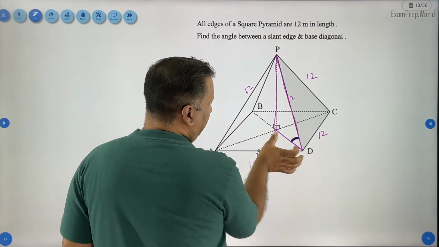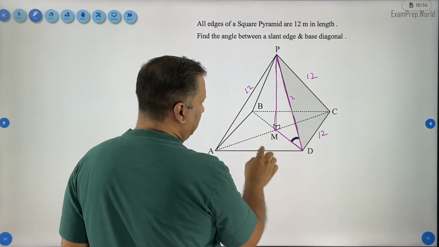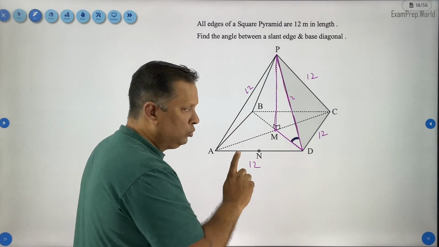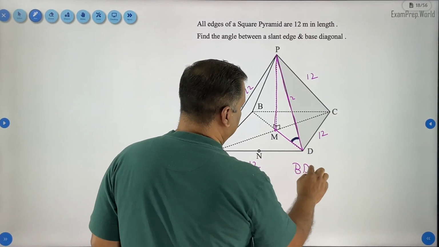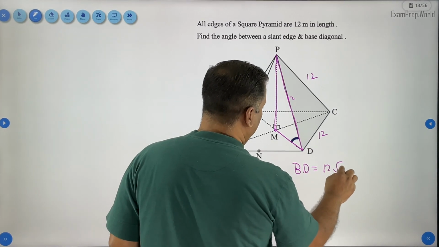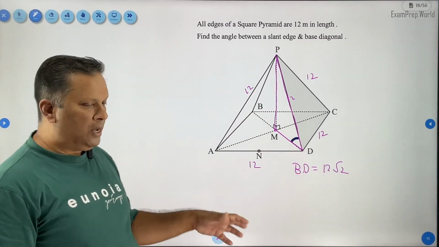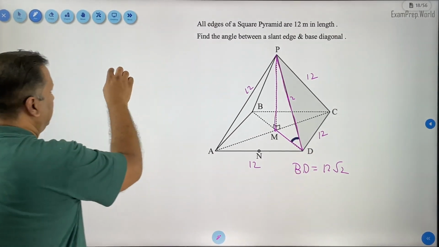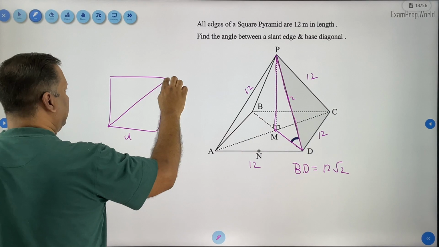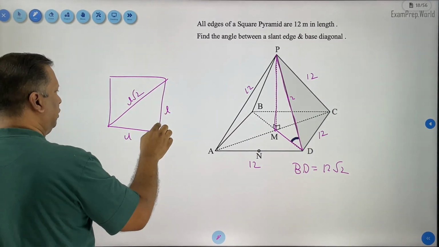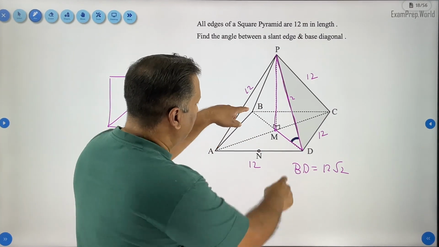I don't need the height, I can find this one. How? It is half of the diagonal. The edge is 12. The whole diagonal is 12 root 2. So BD will be L root 2, which is 12 root 2. I showed you in the beginning of the video, right? For a square, I'll show you once again. If this is a square, this is L, this is L. This will be L root 2. Use Pythagoras theorem, you will get this. So this is L root 2 from B to D.